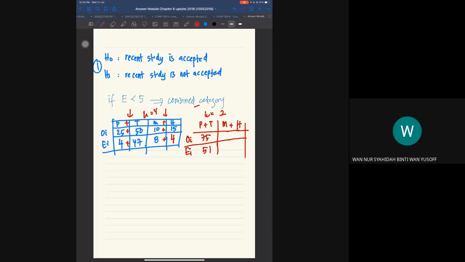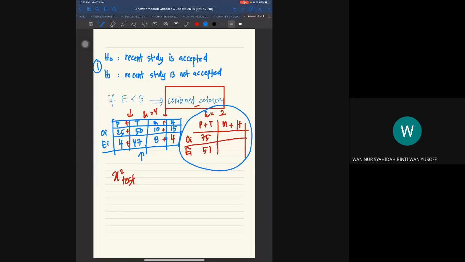Okay, so the next step, chi-square. If you combine the categories, the next step must be based on the new data, which is this one. You cannot use the old category, the old data here. The next step, we have to use the new data. So instead of K equal to 4, it will be K equal to 2.